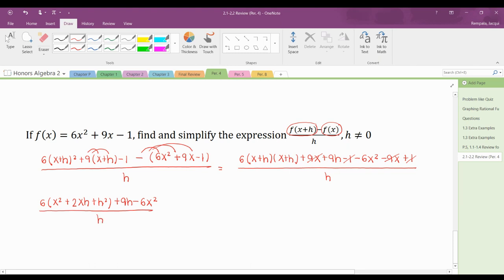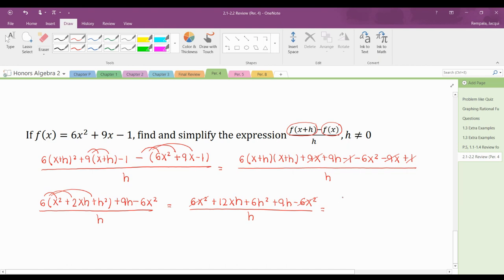Now that I've multiplied out the two binomials, I can drop the parentheses once I distribute that 6 to everything in parentheses. So now I'll have a 6x squared plus 12xh plus 6h squared. Still have plus 9h minus 6x squared. This whole thing is still all over h. If I look for my like terms, I see that I have a positive 6x squared and a negative 6x squared. So then that still leaves you with that 12xh, the 6h squared, and the 9h.